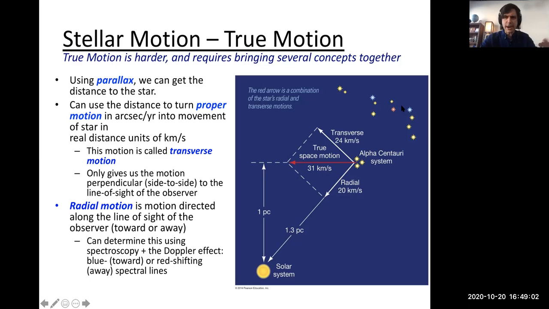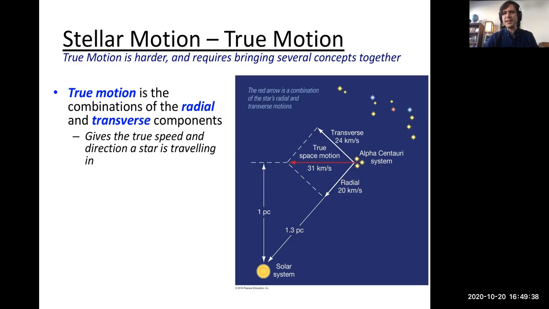Oh, wait, Doppler effect. We can measure the Doppler shift to determine the radial motion of the stars. Look, if it's blue shifted, it's moving towards the Earth. If it's red shifted, it's moving away from the Earth. How much one of those spectral lines moves from its rest wavelength can translate to its actual true velocity in space. If it's moving, say, 20 kilometers per second towards us or 20 kilometers per second away from us, 30 kilometers per second towards us, 30 kilometers per second away from us. So the radial motion, we just use the Doppler effect.